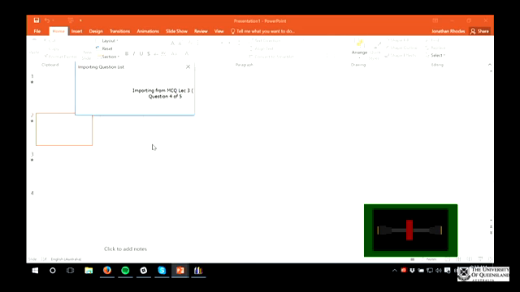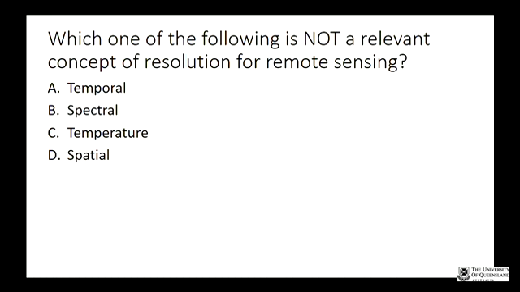So let's have a quick quiz, just to see how you're going. For now you just have to look at some of these screens here. These are questions based on the stuff we talked about yesterday. Again, if you don't have one of those clickers, sorry, you just have to do a virtual answer. Which one of the following is not a relevant concept of resolution for remote sensing? Temporal, spectral, temperature, or spatial? Remember, we talked about different aspects of resolution.